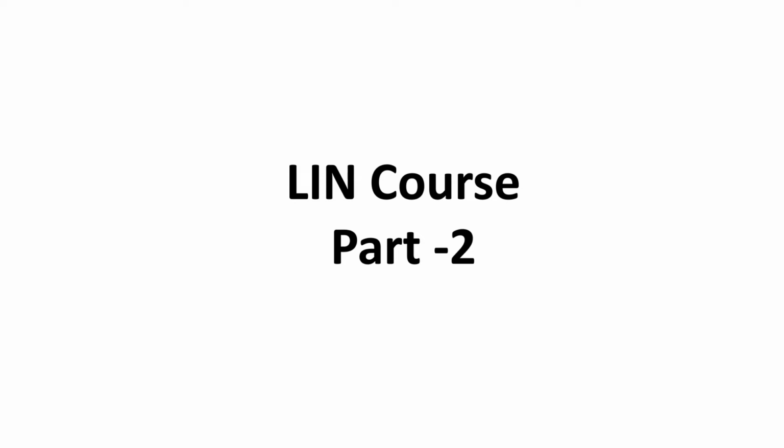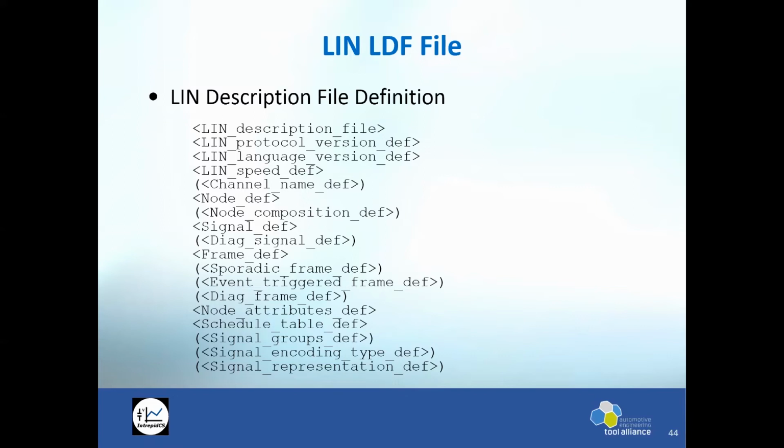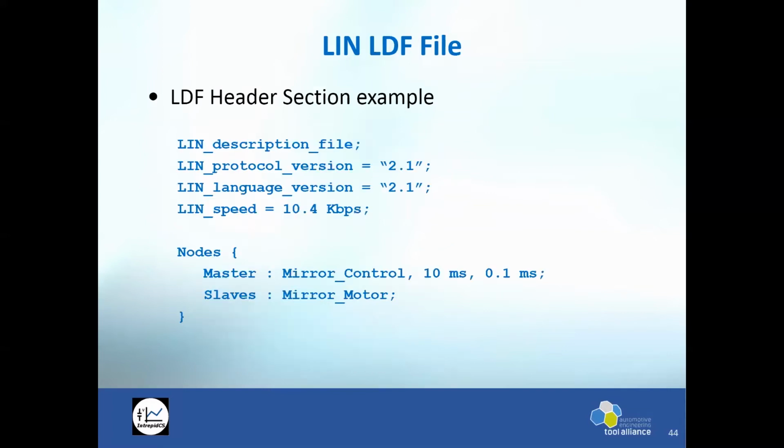So here's the LIN description file, called LDF, the LIN description file definition. It includes the protocol version, whether it's 1.1, 2.1, 2.2A, and so forth. It also covers the frames: do you have any sporadic frames, event-triggered frames, diagnostic frames? And what are the signals within the messages and so forth? So here's the header of an LDF file.